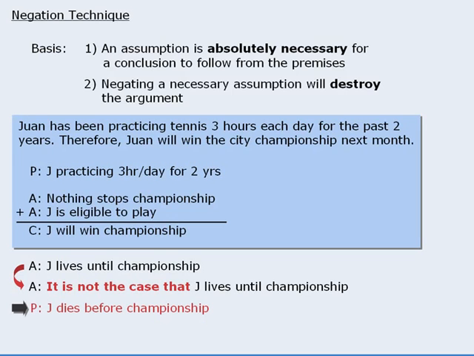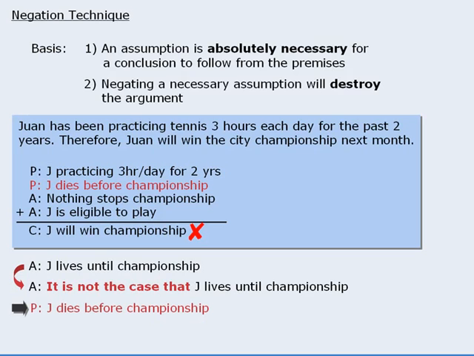Now notice what happens when we insert the negated assumption into the argument as a premise. Well, if Juan dies before the championship, there is no way that he can win the championship. So when we add the negated assumption to the argument, it destroys the conclusion.